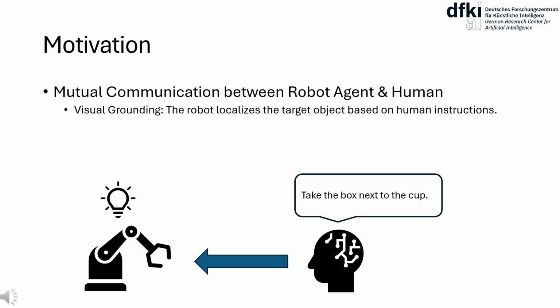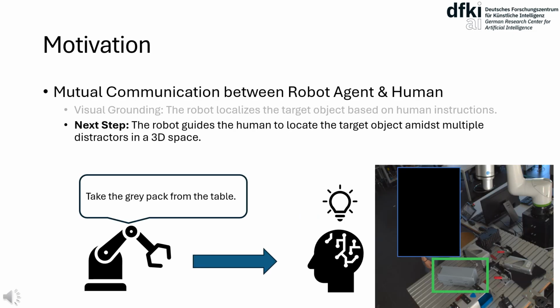Existing work in visual grounding focuses on helping models locate a target object based on human instructions. Moving forward, in environments where robot assistants work alongside humans, it's important that the robot can help the human locate a specific object, especially when there are many similar ones, which we call distractors. To do this effectively, the robot's description must be precise enough to clearly distinguish the target from the distractors.